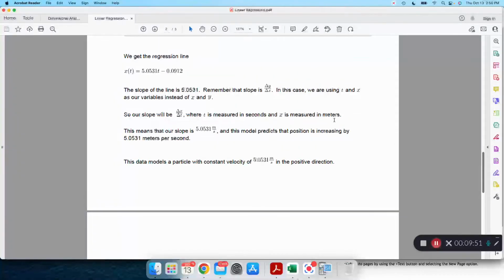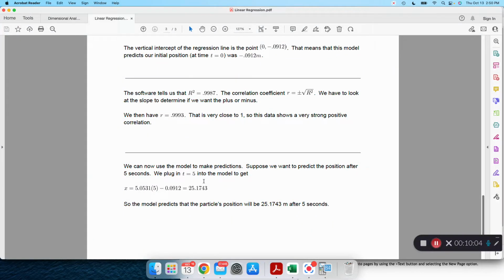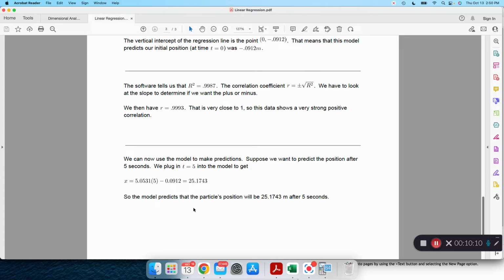So here's my model. If I wanted to predict the position after 5 seconds, when t equals 5, I would just plug in t equals 5. So if I do that, I get this number, 25.1743. So that means the model predicts the particle's position is 25.1743 meters after 5 seconds. Remember, time was measured in seconds, position was measured in meters.